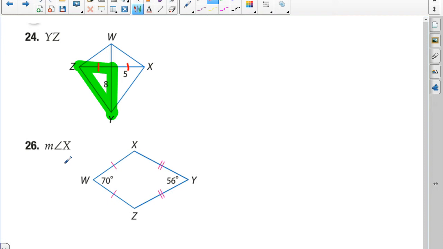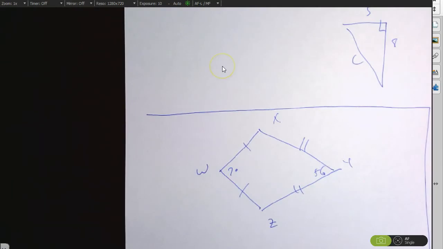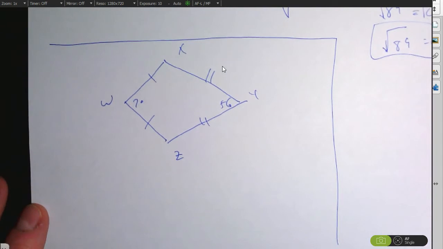Well, when we draw that figure out, we have w, we have x, we have y, we have z. And they give us the pair that wx and wz are congruent, and zy and xy are congruent. And they want us to find the measure of angle x. They tell us that angle W is 70 and angle Y is 56. So here's the drawing we're looking at, primarily.